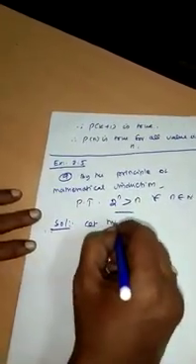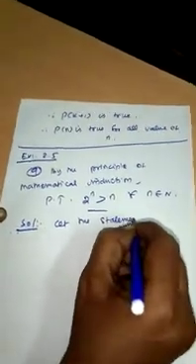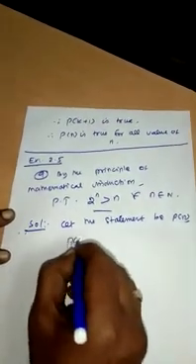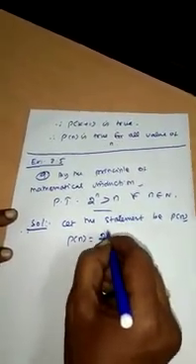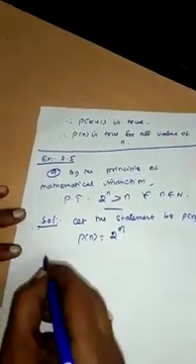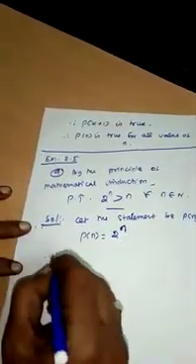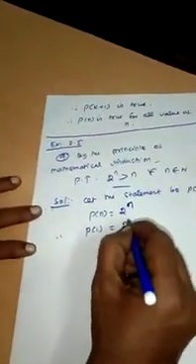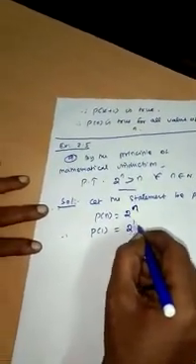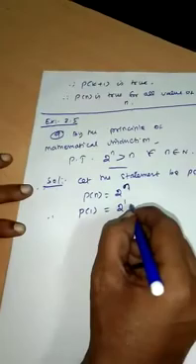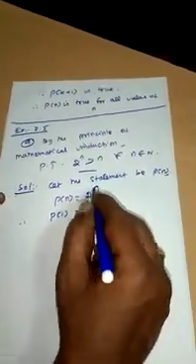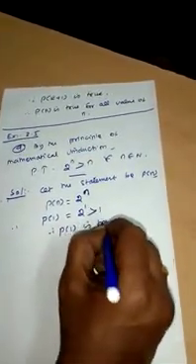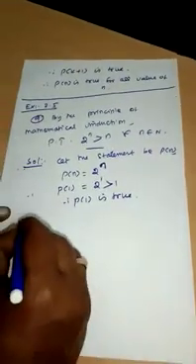Let the statement be P of n. That is, P of n is equal to 2 power n. Therefore, let P1 is equal to 2 power 1. That is, it is true, it is greater than 1. Therefore, P1 is true. Step 2.